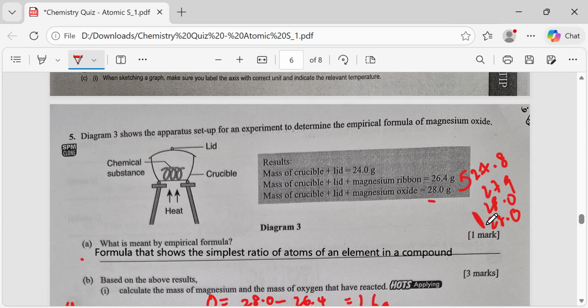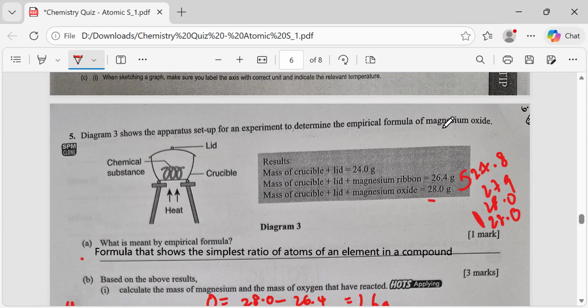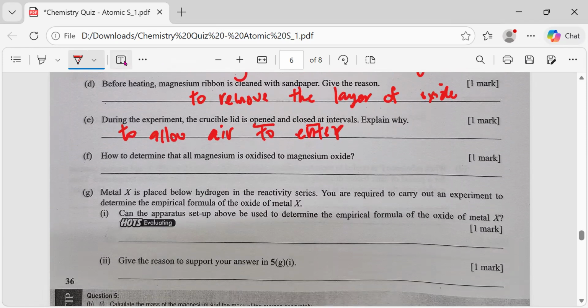Understand? How do you put this in words? You reheat and reweigh until a constant mass is reached. Understand? That means you repeat and repeat until a constant mass is reached.